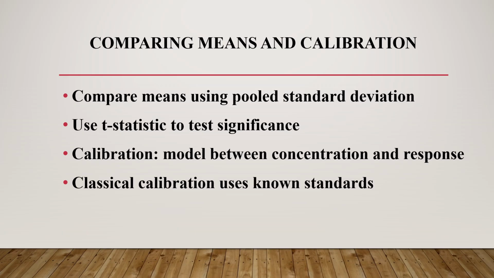It's how we relate a measured signal, like a chromatographic peak, to a known concentration. In a classical calibration, we use a series of standards to build a model, then apply it to unknowns. This ensures our measurements are not just precise but are meaningful.